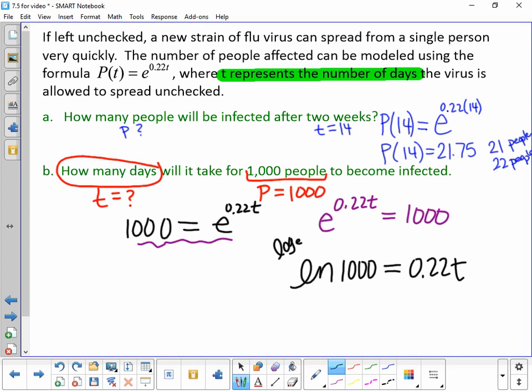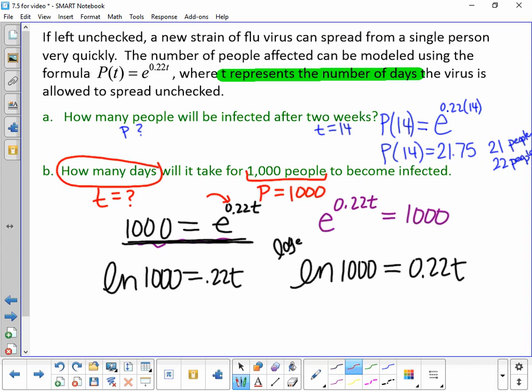If you're writing it from this form here, you just need to remember that the answer to the log is the power of the exponential. So you could write natural log of 1,000 equals 0.22 t. If you remember, just be careful sometimes.